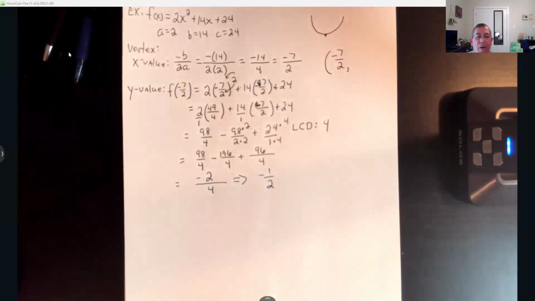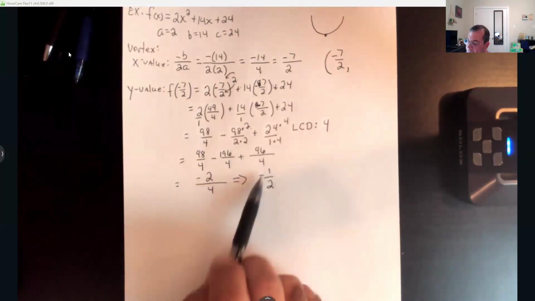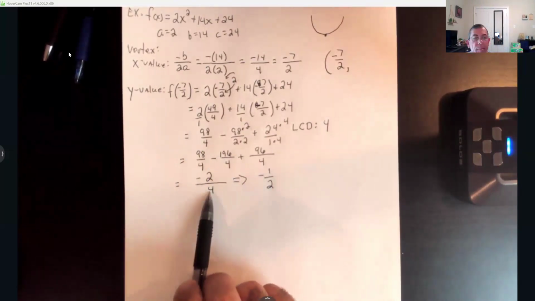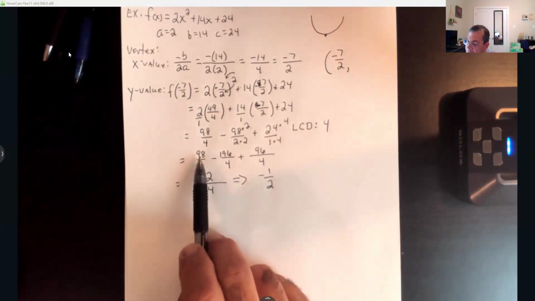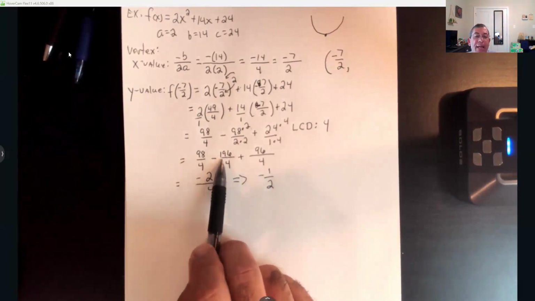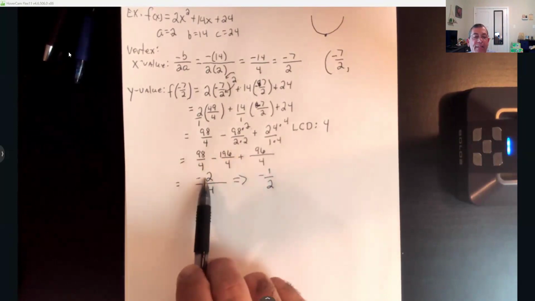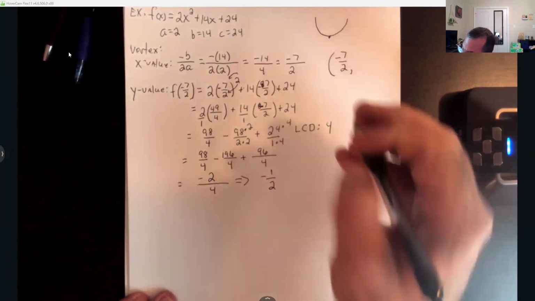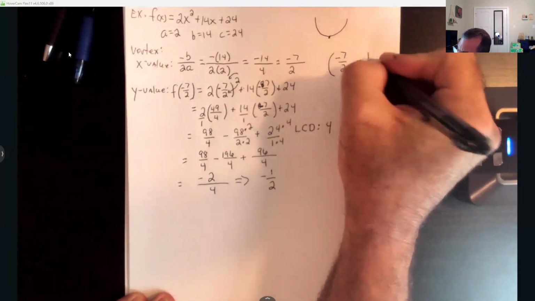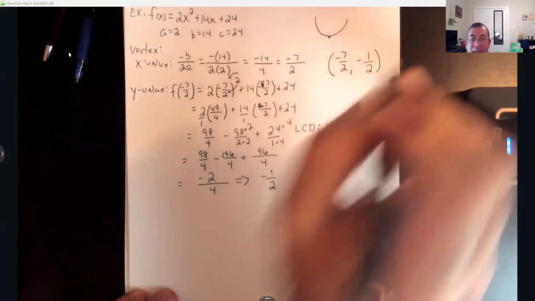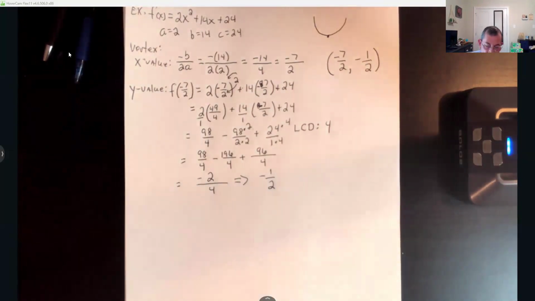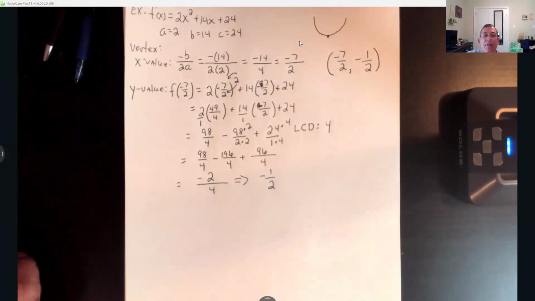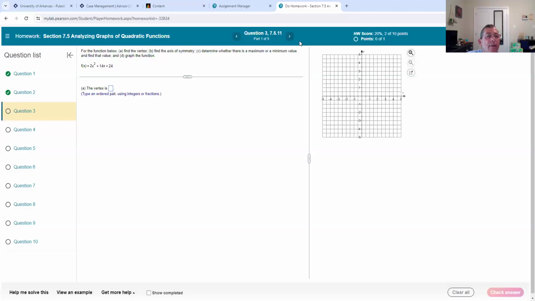Okay. So remember, bring that denominator down first, and then do your 98 minus 196, which is negative 98, plus the 96 to get to negative 2. And then I reduce that down so that my vertex is a negative 7/2, comma, negative 1/2. So y'all, we would go back to the share and go to Math Lab, because I believe that's the first thing it asks for, our vertex.